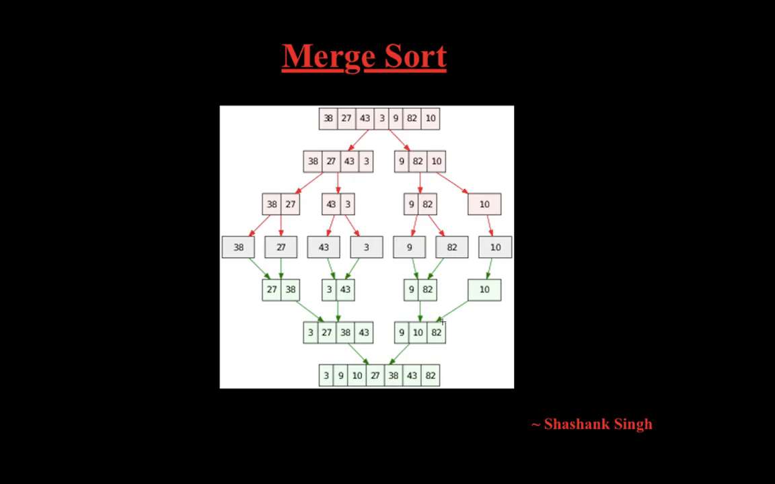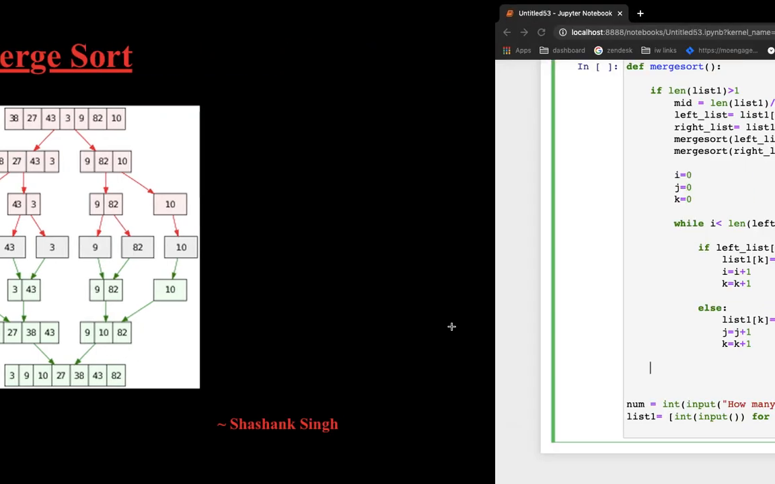and j will be incremented by 1 and it will point to 82, right? And now I will be 27 only, so we will put 27 here, then 38, then 43, and then 82 will be written as it is. So this is how basically merge sort works.